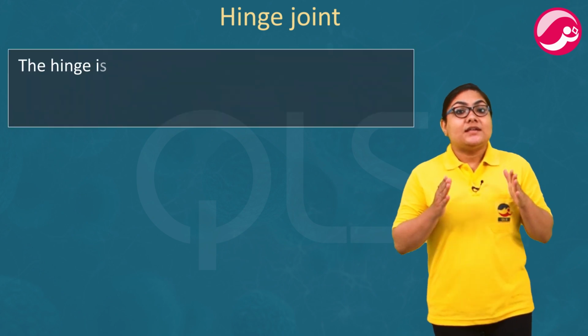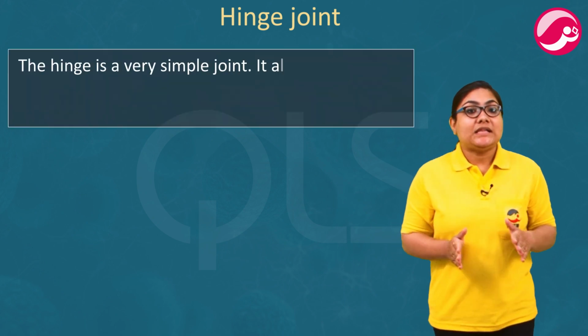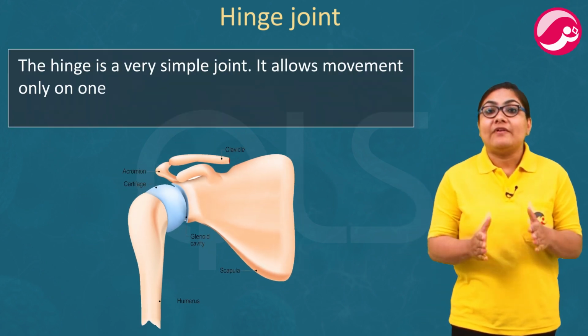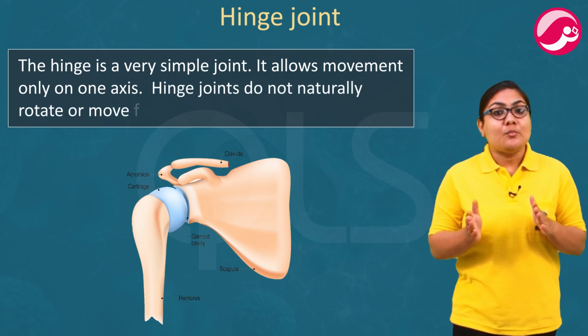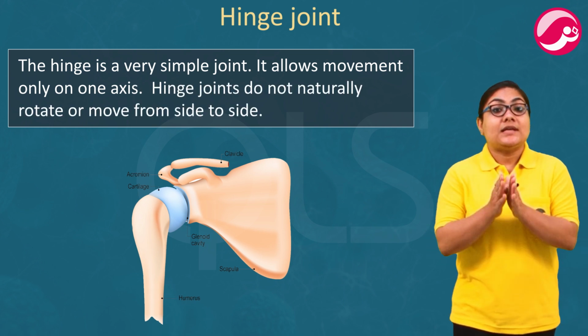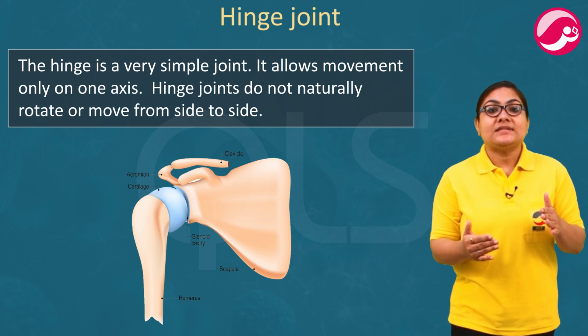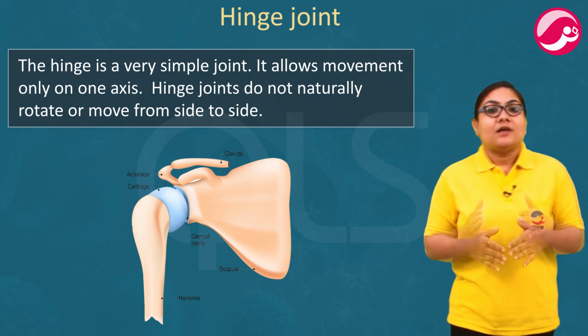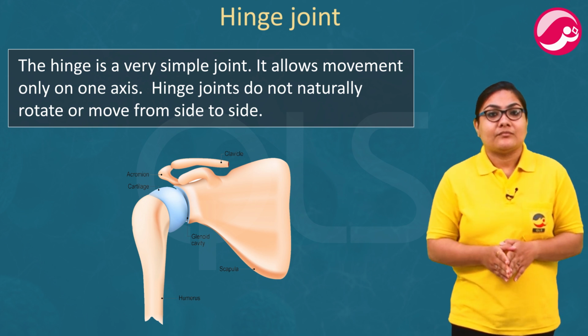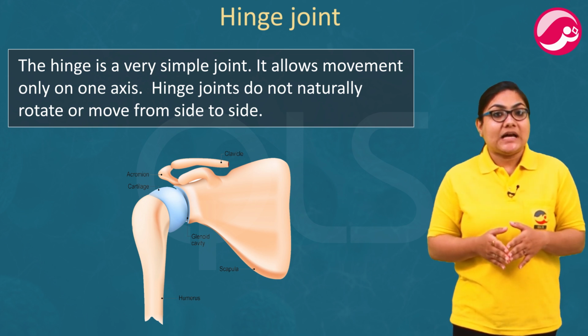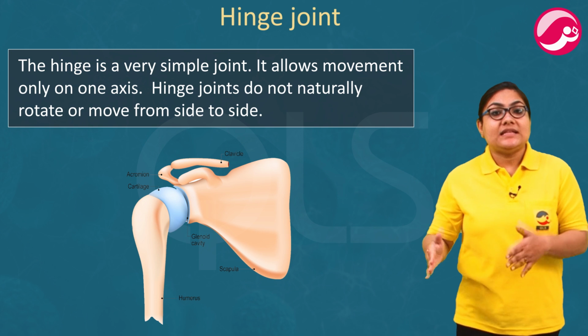Third is the hinge joint. The hinge is a very simple joint. It allows movement only on one axis. Hinge joints do not naturally rotate or move from side to side. The head of one bone wraps around the cylindrical head of another, allowing a very stable rotation this way. Examples of a hinge joint are the elbow joint and the knee joint.